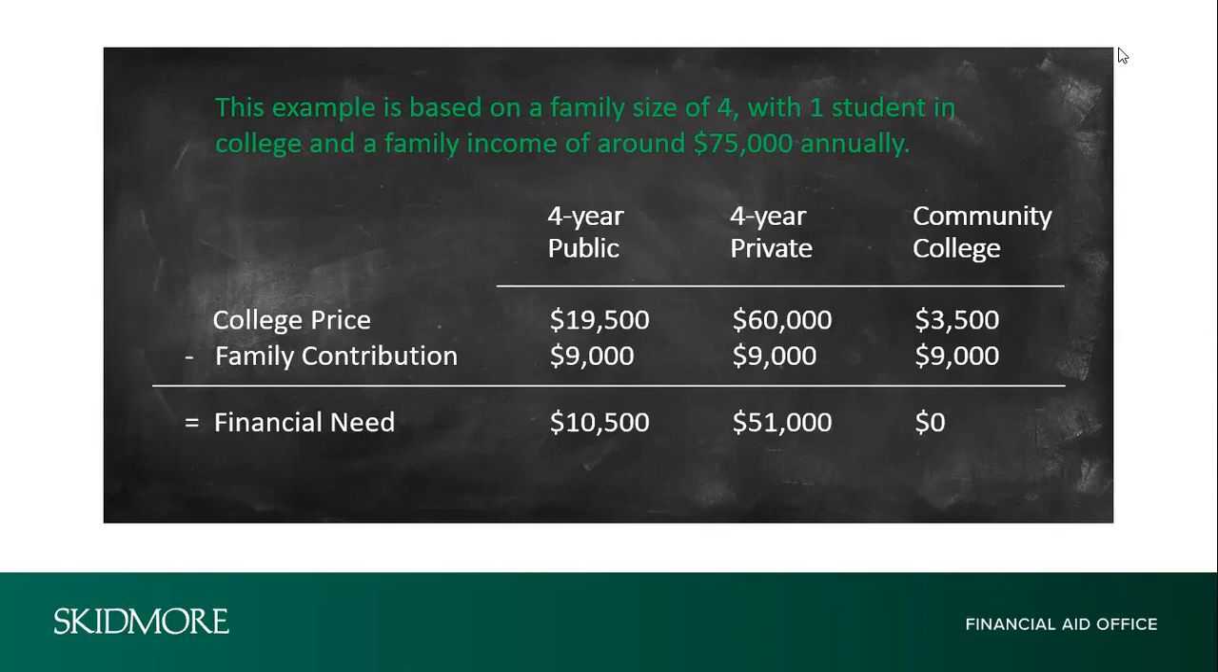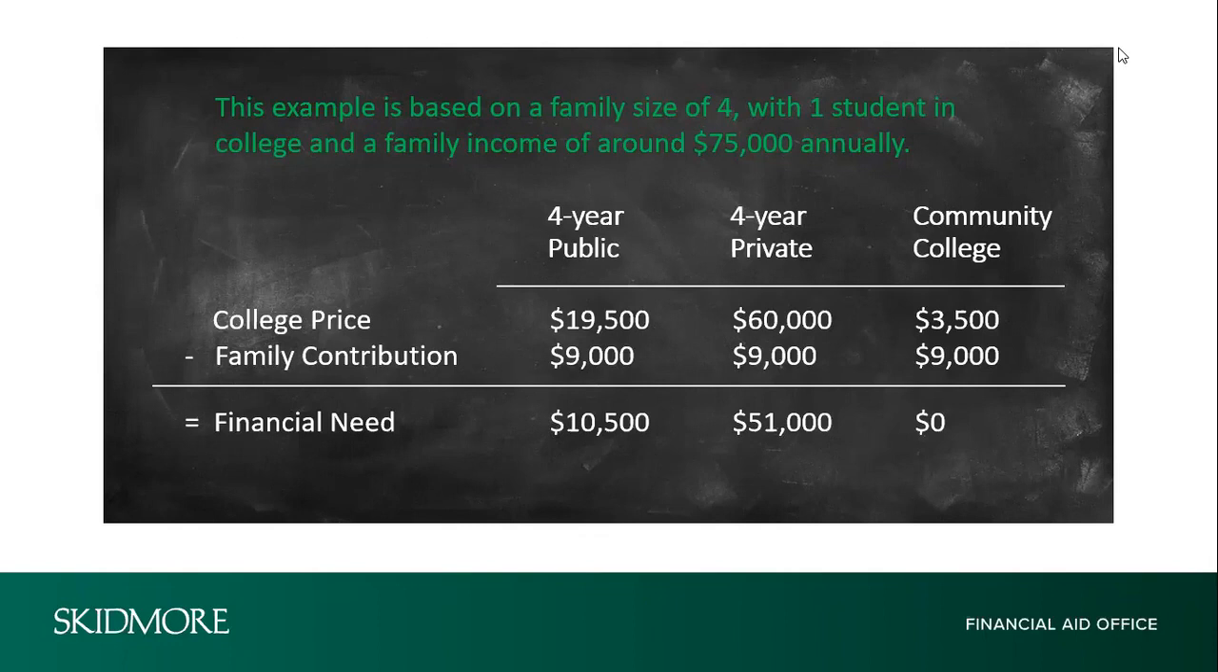So maybe in New York State, a 4-year public for someone living on campus would be just under $20,000. A 4-year private for someone living on campus would be $60,000. And someone that's commuting to a community college, full-time tuition might be about $3,500. The calculated family contribution for a family size of 4, one in college, and income around $75,000, let's say that's $9,000. It's actually a little less than that, but for this example, let's use $9,000.